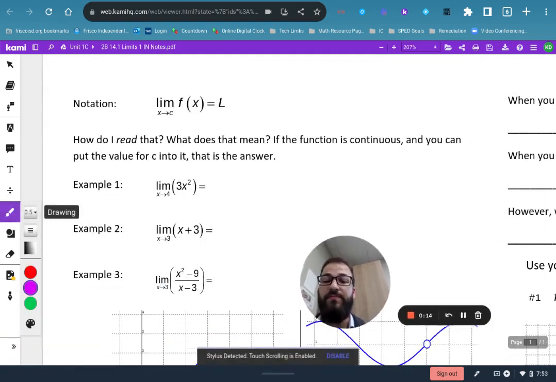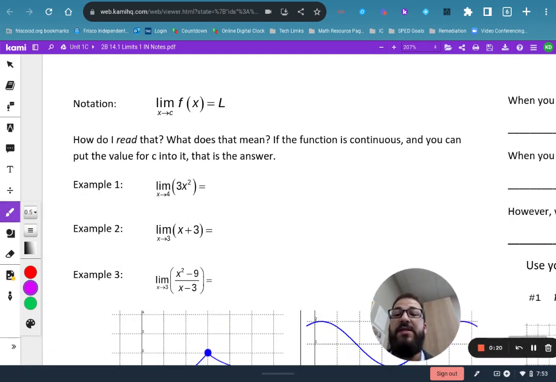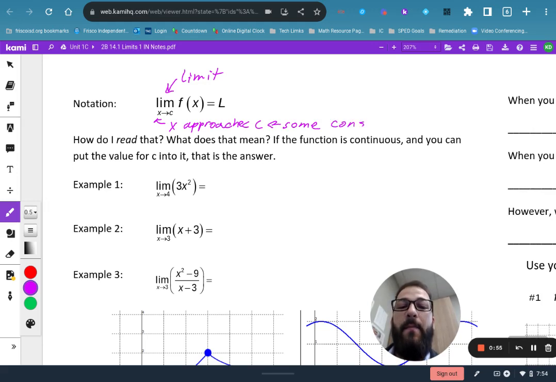So when we look at a limit, we see this limit notation, and we read it as limit as x approaches c of f of x is equal to L, some value L. So just a couple of things. This LIM does stand for limit. This x approaches c, that is how we read it, as x approaches c, with c being some constant value.